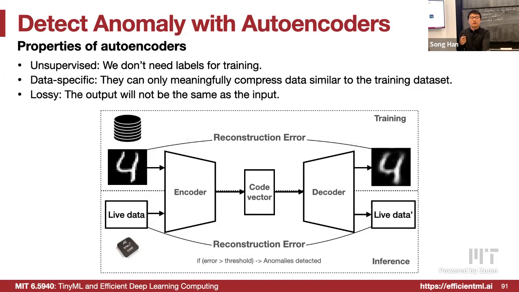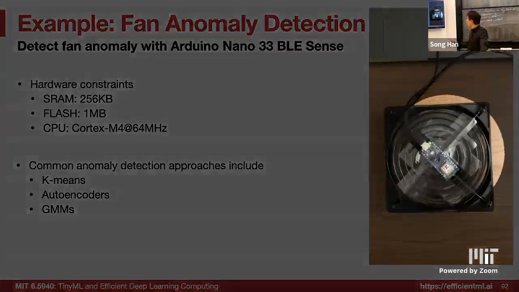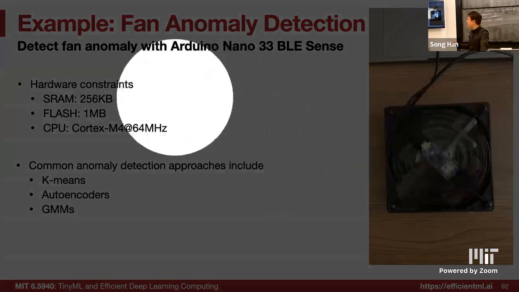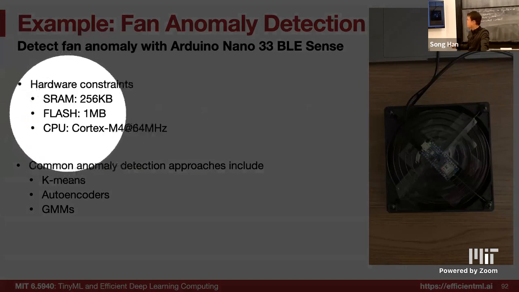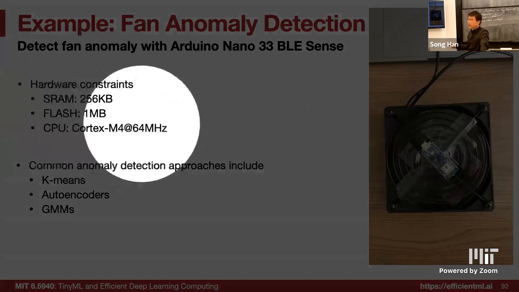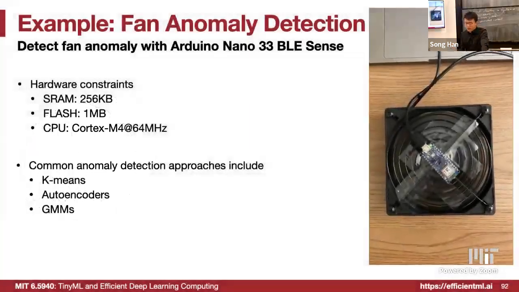So we can use such an autoencoder to deal with many different signals, including images and also sound and audio. So here's a demo of anomaly detection for fans. We purchased the fan, and here we have a microcontroller attached to the fan, which has 256 kilobytes of SRAM, only 1 megabyte of flash, only 64 megahertz. And we apply anomaly detection here.